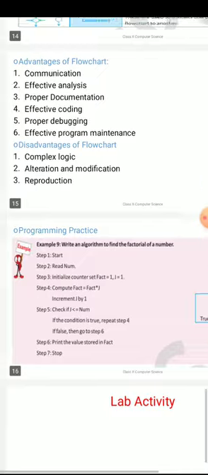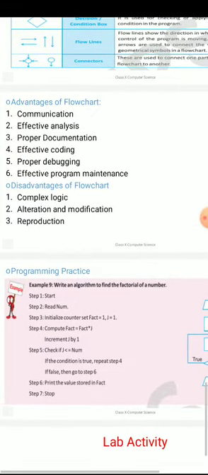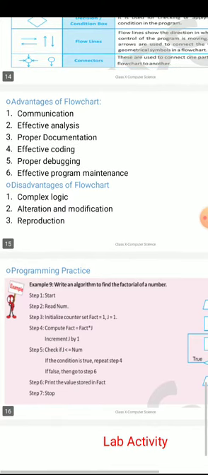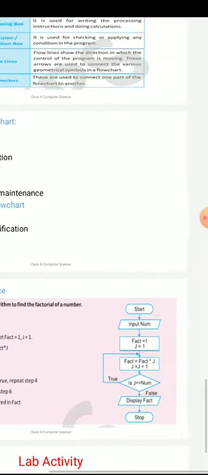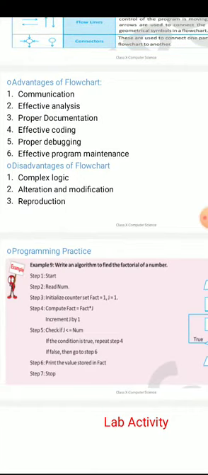Now let's see what the advantages of a flowchart are. A flowchart is used for communication. By diagrammatically showing, we are trying to communicate. Then effective analysis. Each time when you see the algorithm, we are saying starting, then we will give the input, then I'm going to find the factorial, I'm initializing the value, then I'm making decisions. So that is how I analyze. Then proper documentation is done.